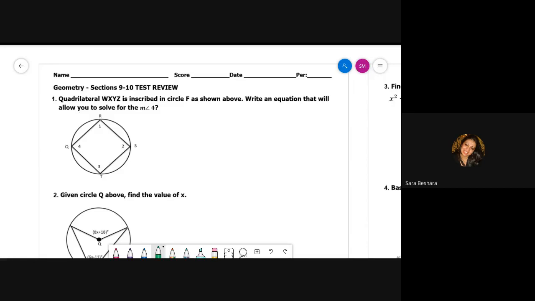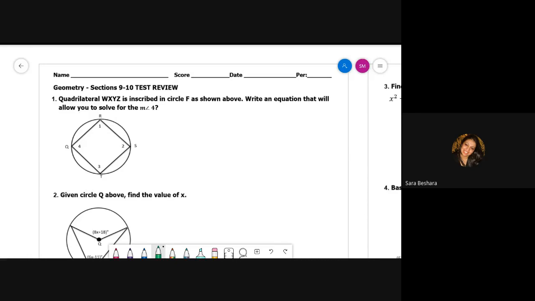We have finished sections 9 and 10 on circles, part 1 and part 2. This is a review. The review that I'm going over now will actually be included with the video for your reference, and you will complete this as the warm-up for the day. This would help you to complete the test successfully. So let's get started so I don't make this video long.